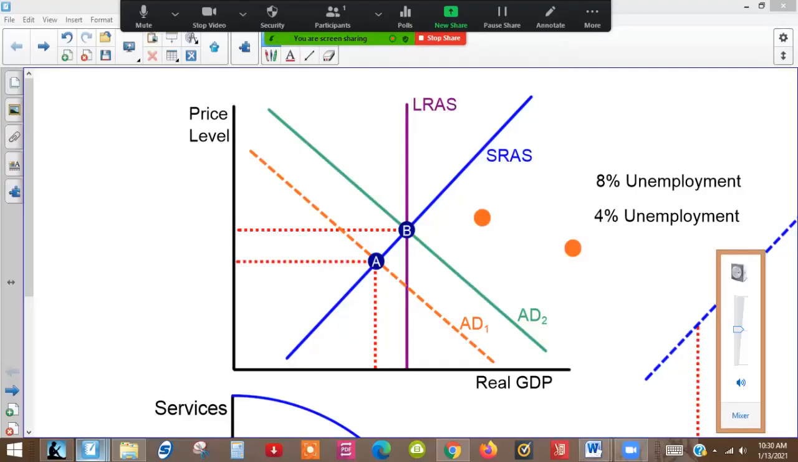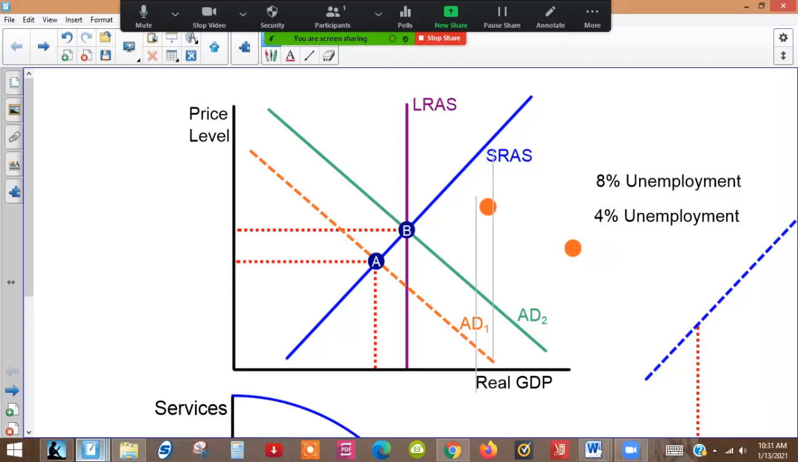Hi guys, for this week's quiz 3, I think I'm just going to do three short videos, one for each problem that you're going to have on the quiz. So the first problem, you're going to see an aggregate demand supply model that looks pretty much exactly like this right here.